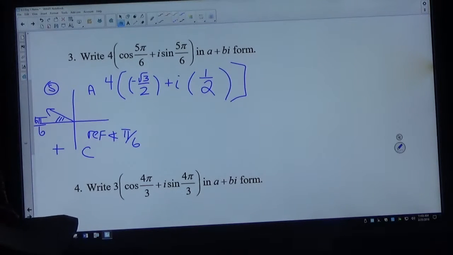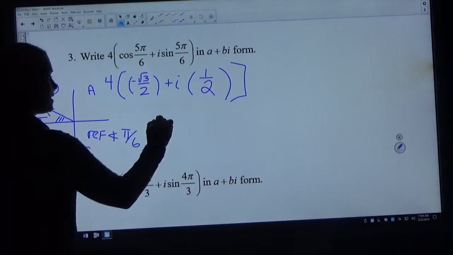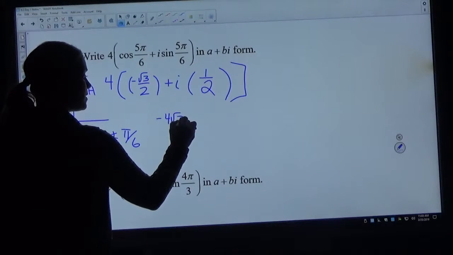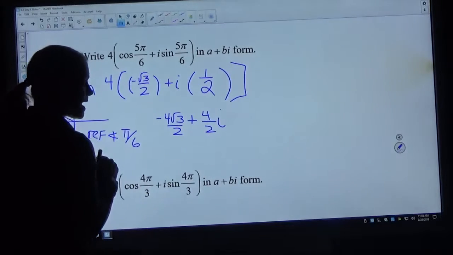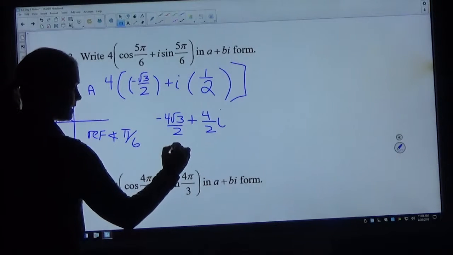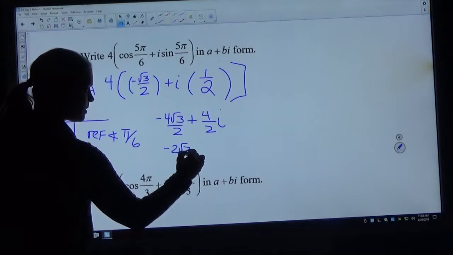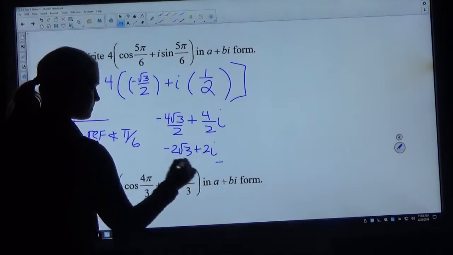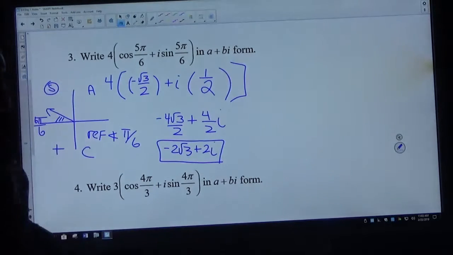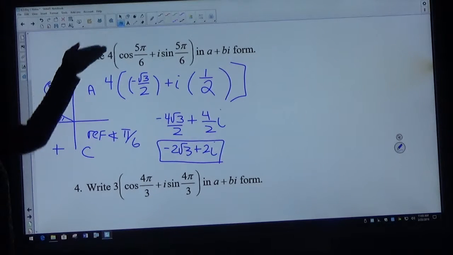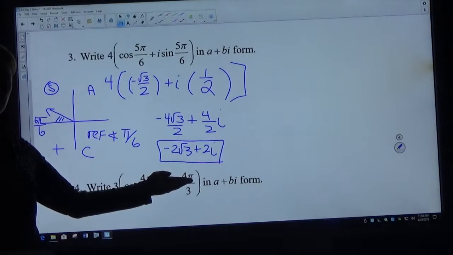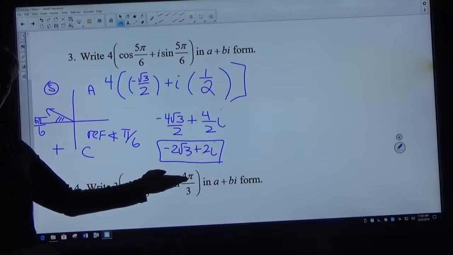So now I'm just going to evaluate. I'm going to distribute the 4. I'm going to get negative 4 radical 3 over 2 plus 4 over 2i, and maybe simplify that a little bit. Negative 2 radical 3 plus 2i. So, a plus bi form, trig form. Trig form, a plus bi form. And you can continue to go back and forth.